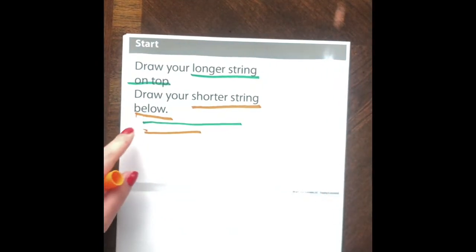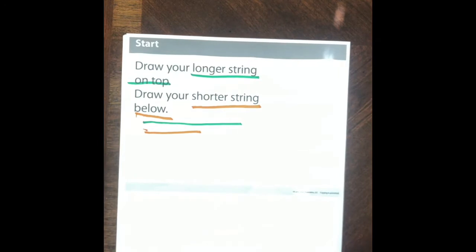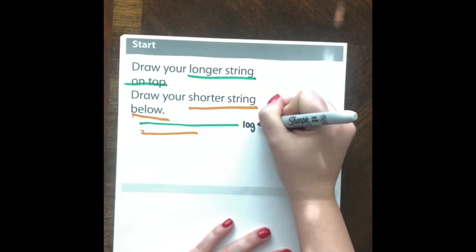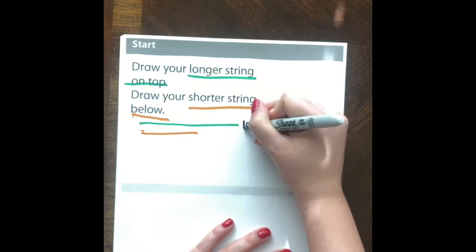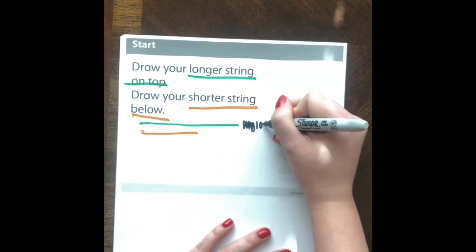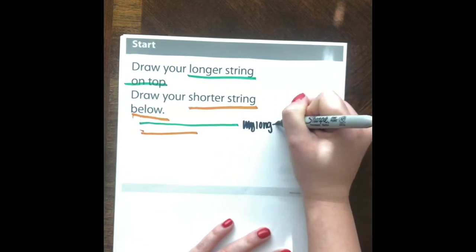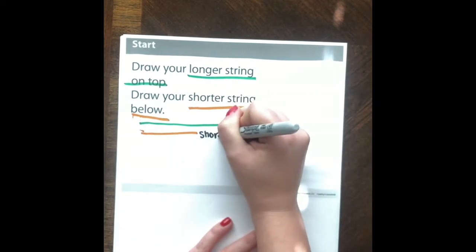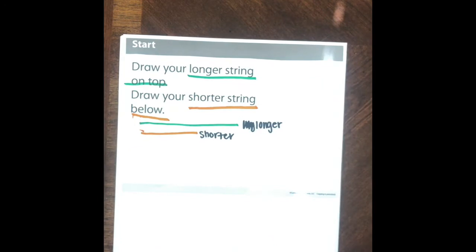So those are my two strings. My longer string and my shorter. Those are my two strings.